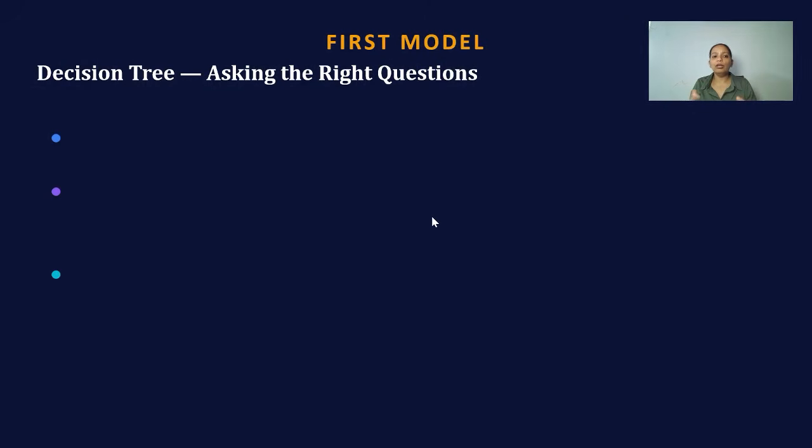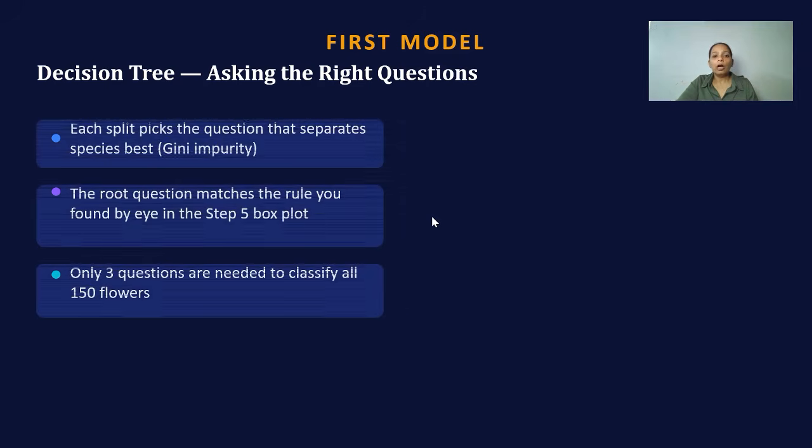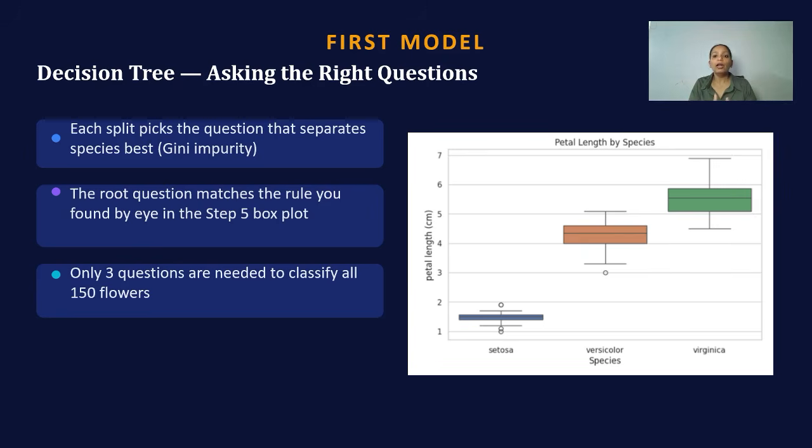It asks a series of yes and no questions about your features, and each answer splits the data into smaller, purer groups until it can confidently name the species. Watch how close that is to what you already did in step 5. You looked at the box plot and said, if petal length is under 2, it is setosa. A decision tree asks exactly that kind of question.